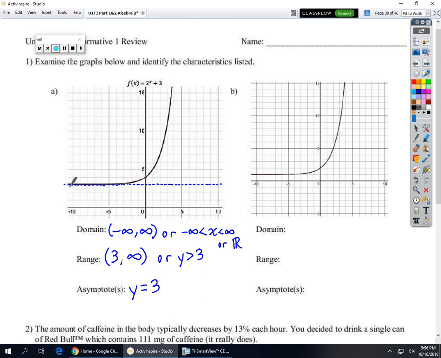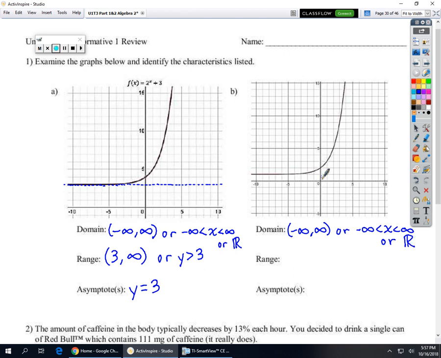Okay, so here's one here. All right, this graph looks very similar to the first one. So the domain is definitely the same. Negative infinity to infinity, or like this, or R for all real numbers. The domain is pretty much the same for all exponential graphs. The range is where this is a little bit difficult.